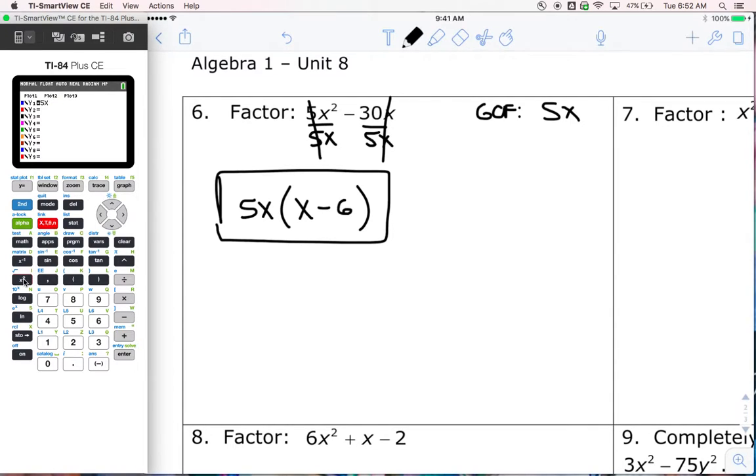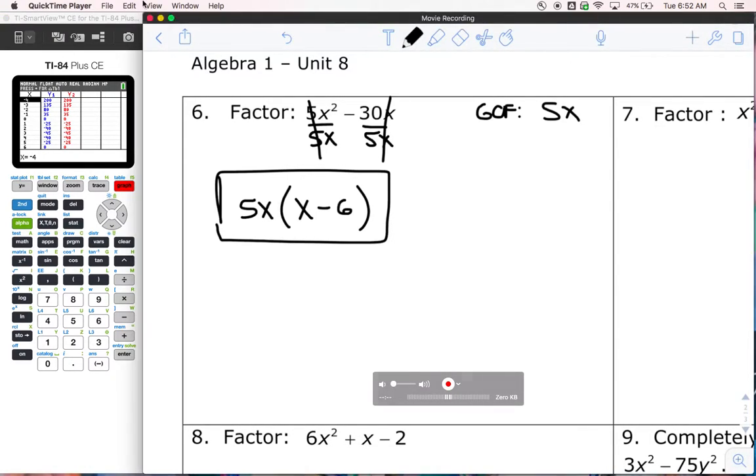All right, so we got 5x squared minus 30x in our calculator, and then we're going to put our answer, our factored form, right under it. So I've got 5x parentheses x minus 6. And let's check my table, make sure they're the same, and they do. They line up, so we're good. We know that we did this correctly.